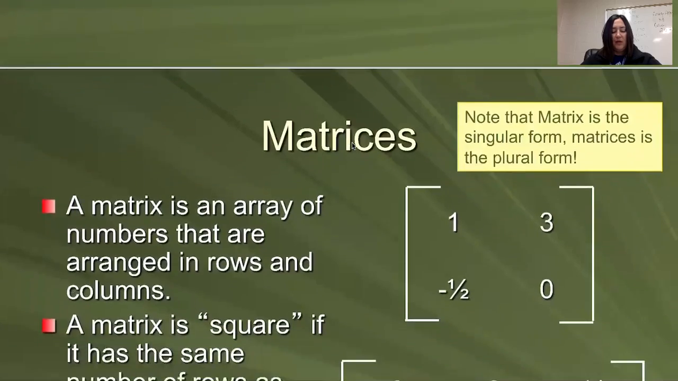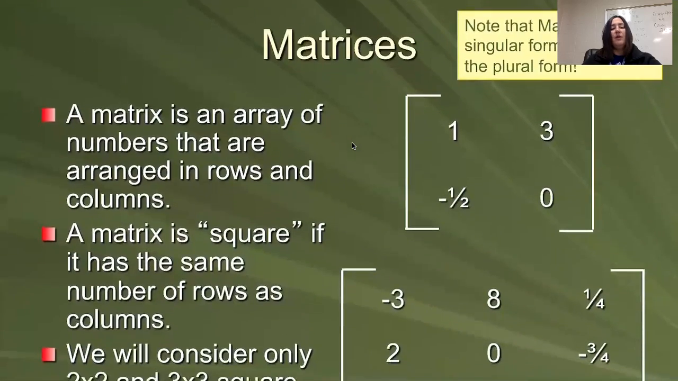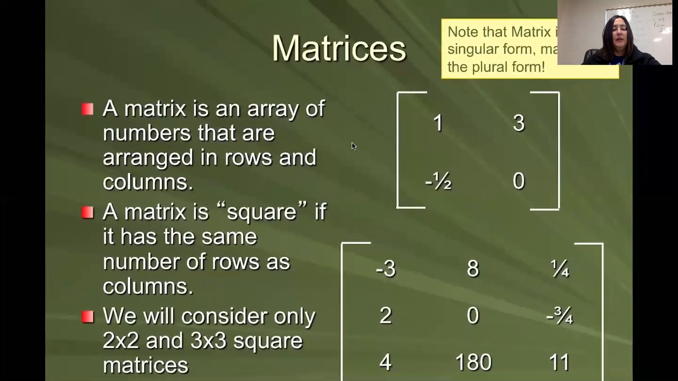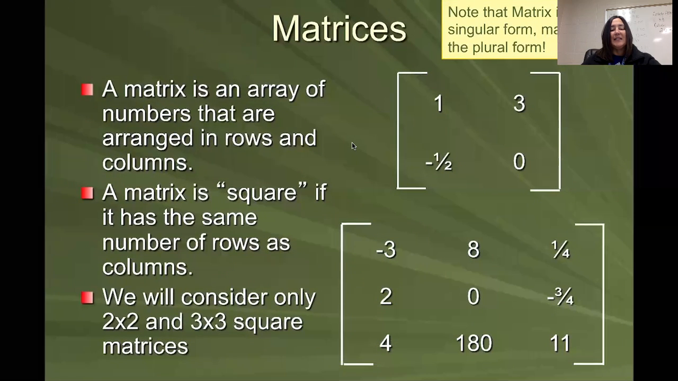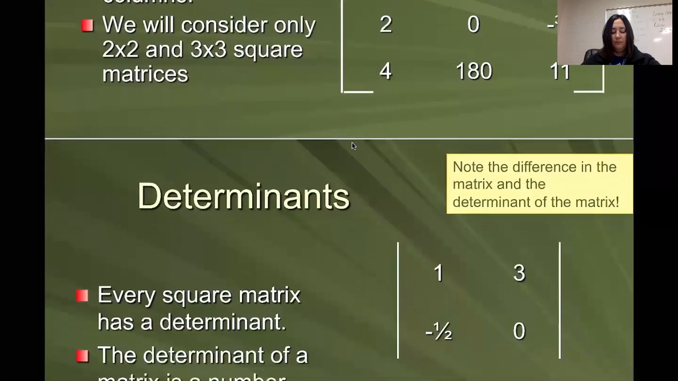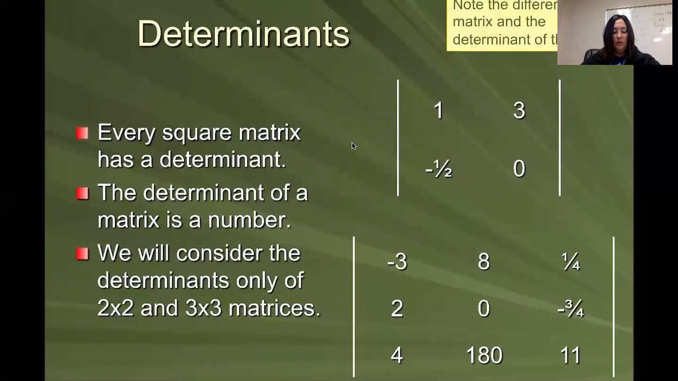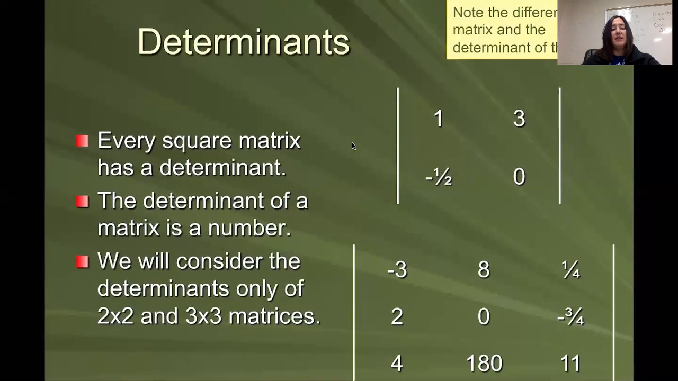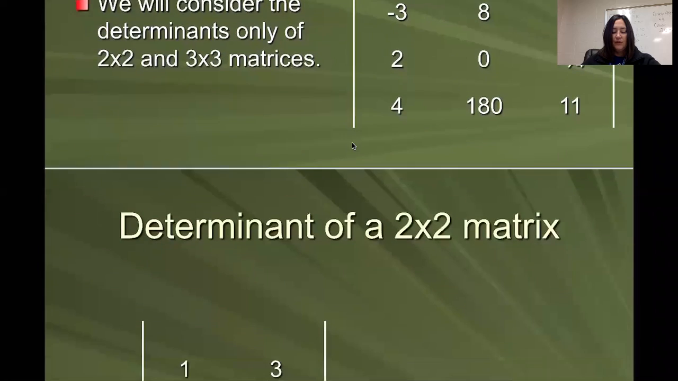So when we're looking at matrices, we know that they're arranged by rows and columns. And if it's a square matrix, it has the same number of rows as it does columns. So the only ones that we're going to consider right now are a 2x2 and a 3x3. Every square matrix has a determinant, and the determinant of a matrix is really just a number. So we're using those same two.